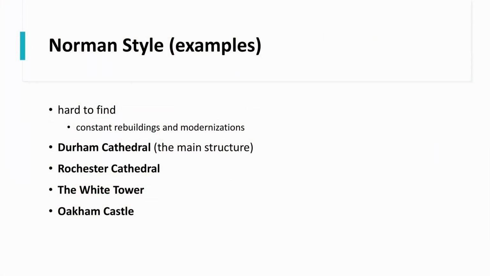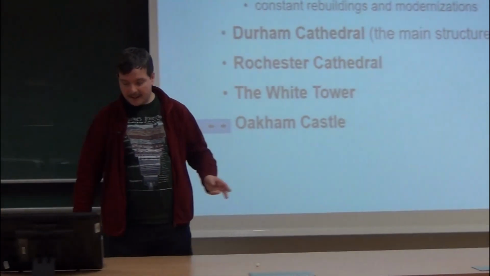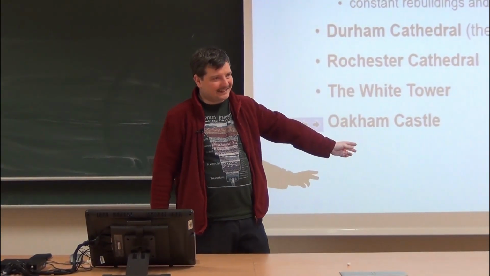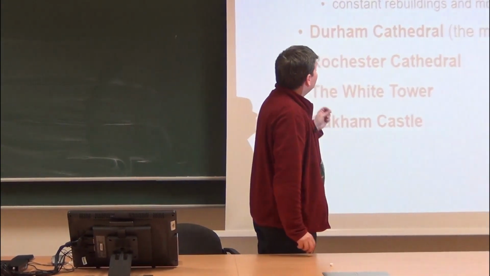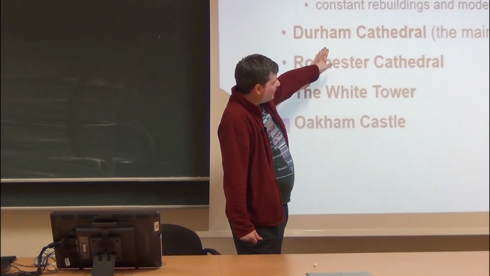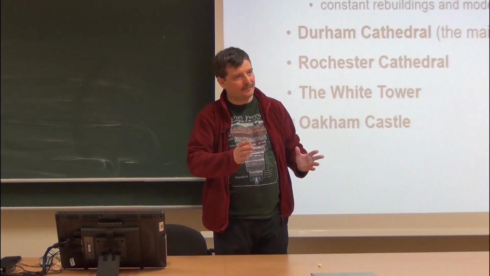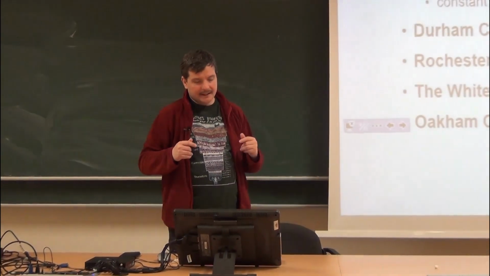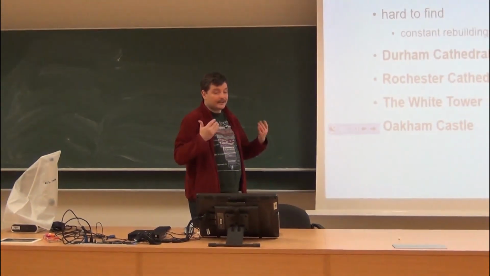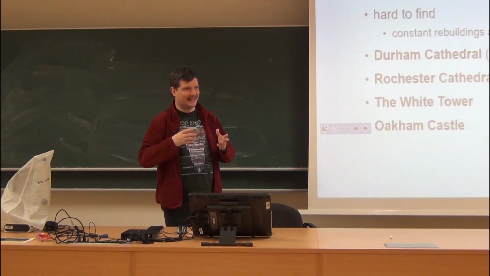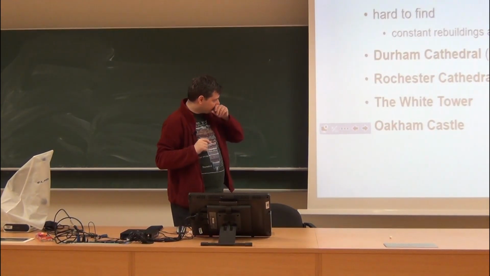But we are still not completely without hope, because we can take a look at two cathedrals, and the White Tower and the Oakham Cathedral, as examples of Norman style architecture. Now with Durham Cathedral, what is Norman is the main structure, but there are other parts which are in different styles, and we will talk about that. And in Rochester Cathedral there are also tiny little Gothic additions, but it's mostly Norman.